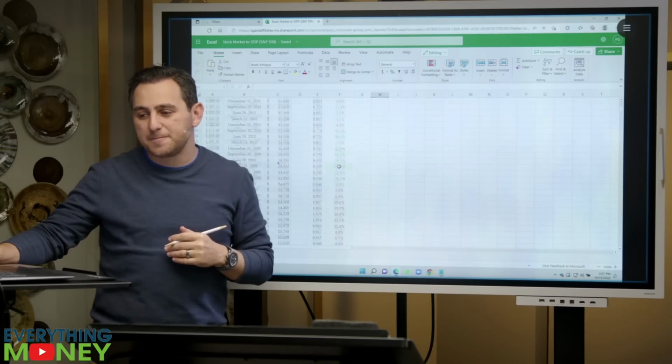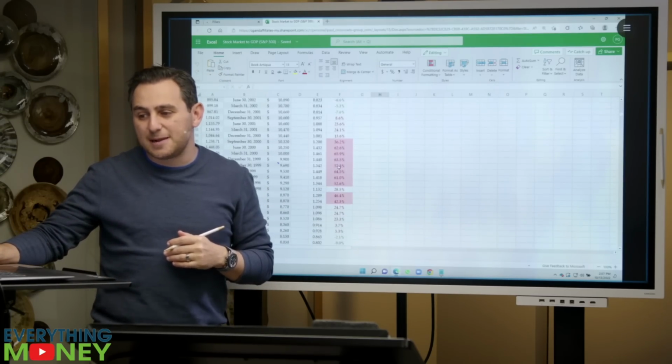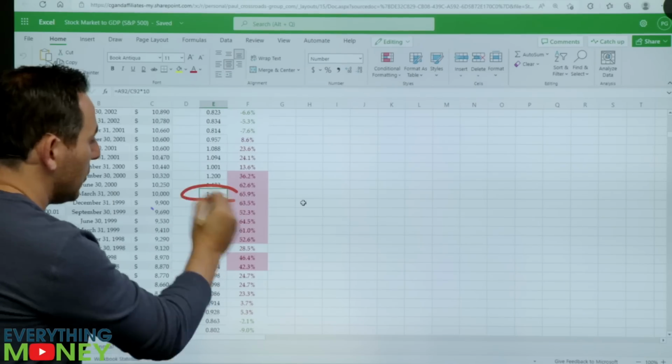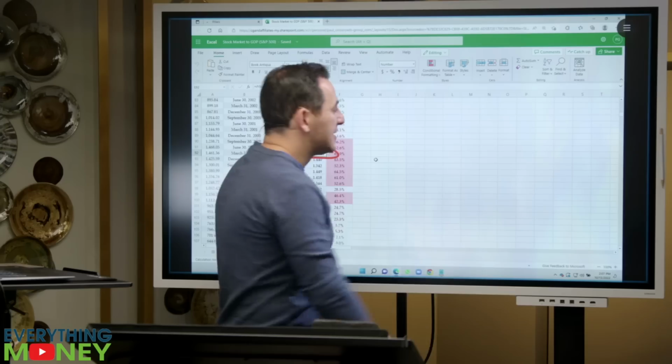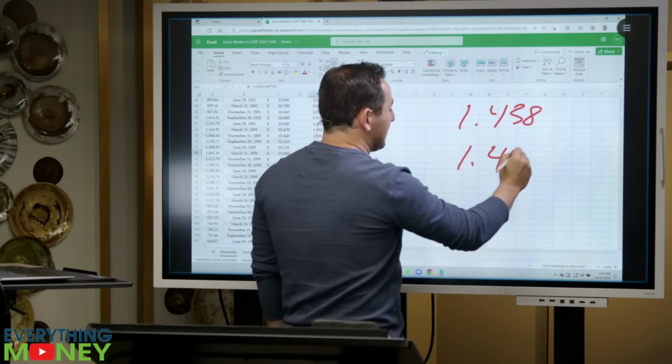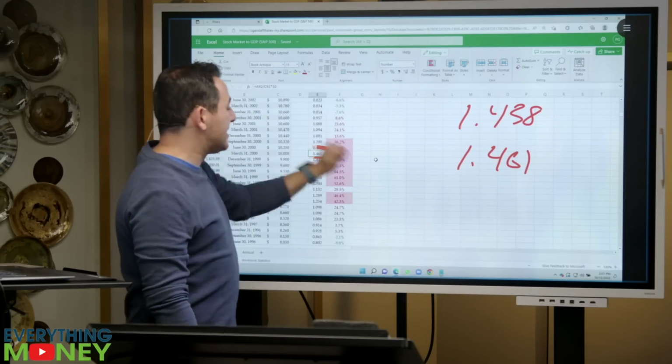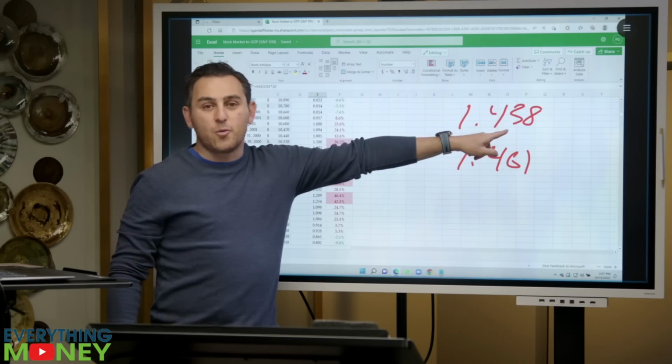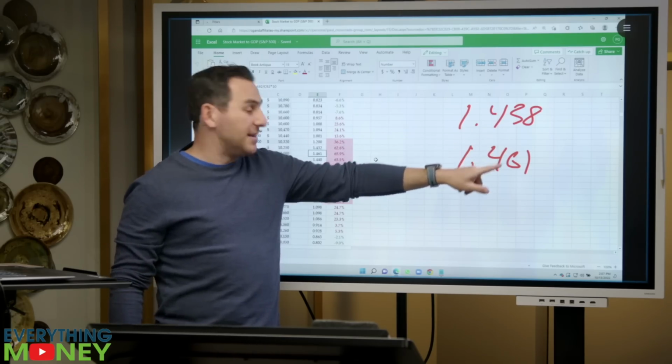Here's the interesting part, 1.438. Just remember that. Here is the 2000 tech bubble. It started in March of 2000. Look at the number here, 1.461. Today, we're at 1.438. The highest level that a lot of people say we never, guys, this is after falling 25% of the S&P and 30% of the NASDAQ.